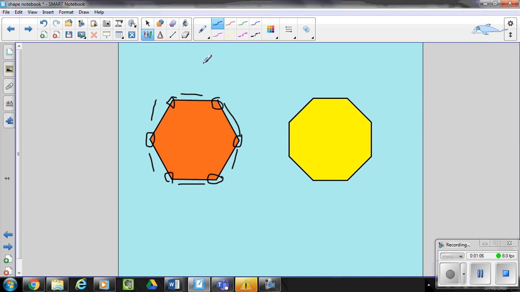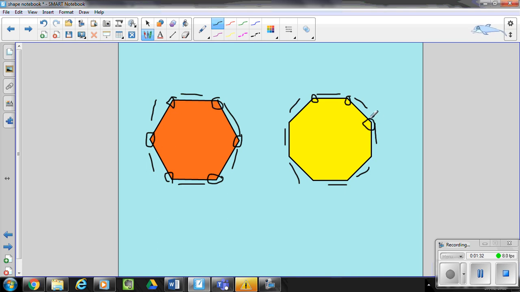Moving on to this shape here. This shape is called a octagon. Octagon. An octagon has got 8 sides and 8 corners. So that's 4, 5, 6, 7, 8. So it's got 8 sides and 8 corners.